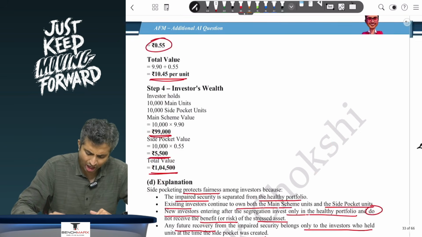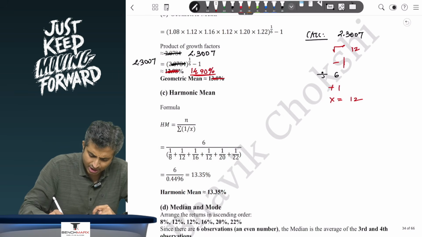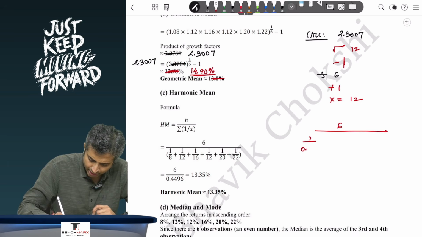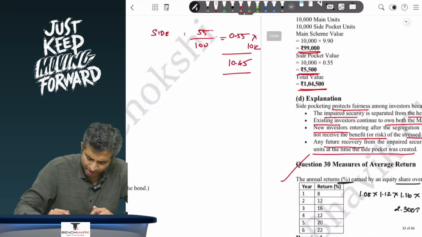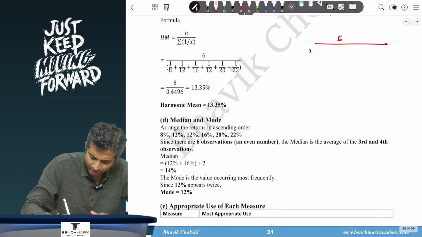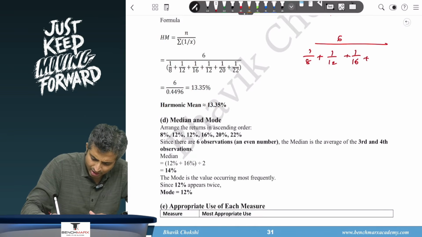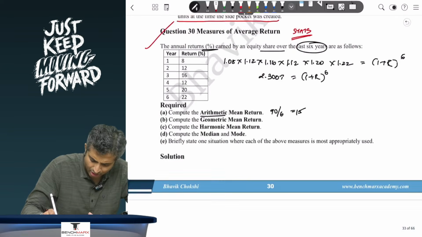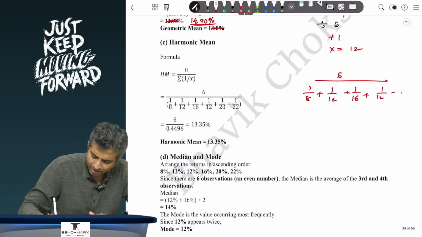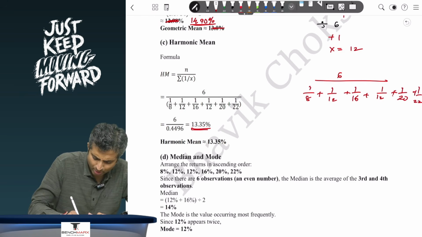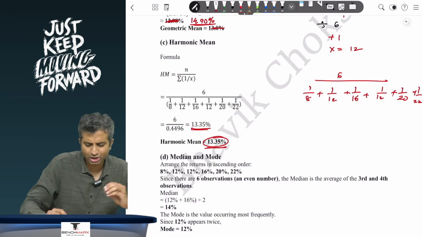Now, when you look at the harmonic mean over here, this is the opposite. So this is 6 divided by 1 by 8 plus 1 by 12 plus 1 by 16 plus 1 by again 12 plus 1 by 20 plus 1 by 22. And then you can find this comes to approximately 13.35%. This comes to be the harmonic mean.